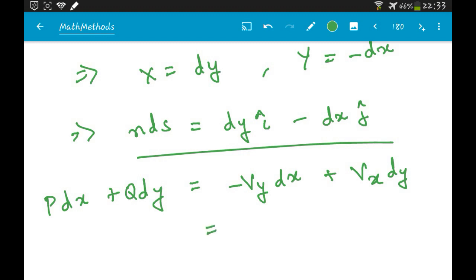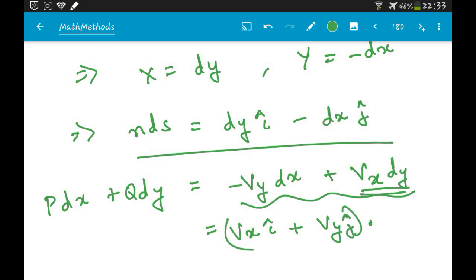Okay, so what is this actually? This can be broken down into two parts. This part can be written as vx i plus vy j, dot product with the normal. Okay, so this can be written as a dot product with the normal.